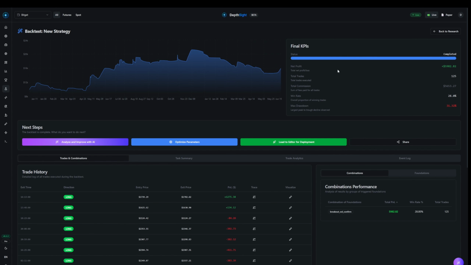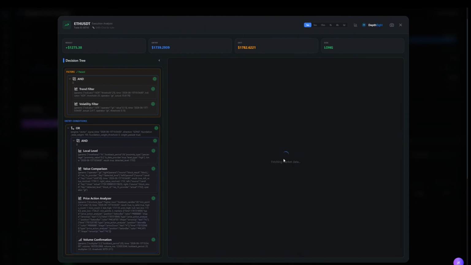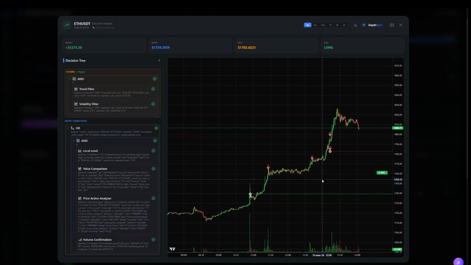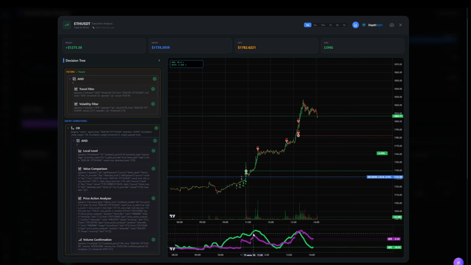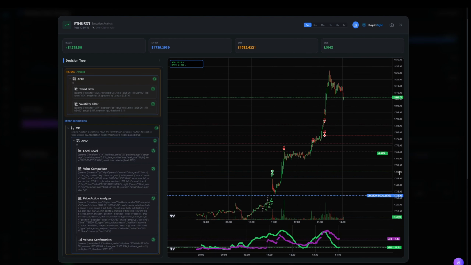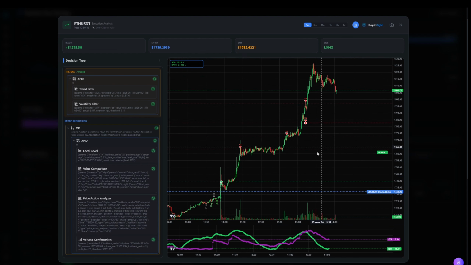DepthSight's killer feature is absolute logical transparency. Click on any trade, and you'll see a detailed decision tree right on the chart. The platform shows the exact status of every filter and condition at the moment of entry. No black boxes. You know exactly why the bot made its decision.